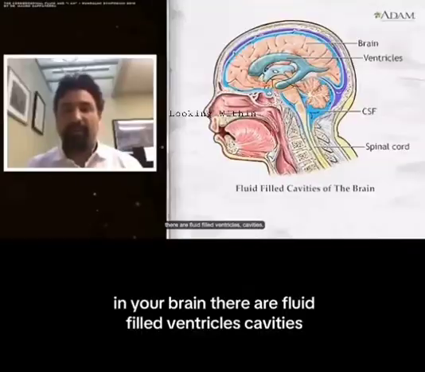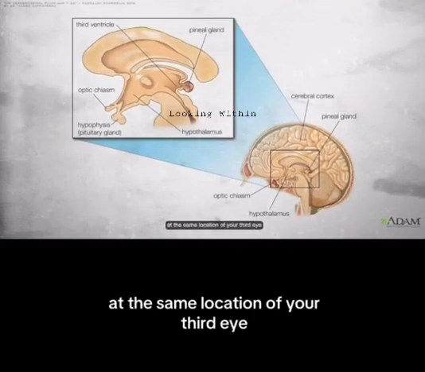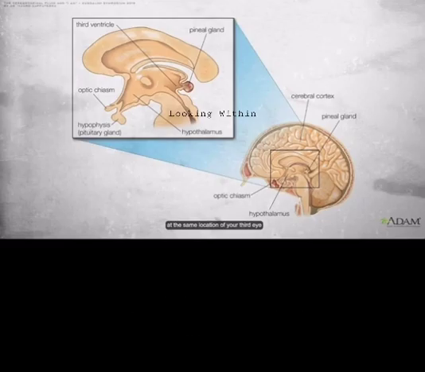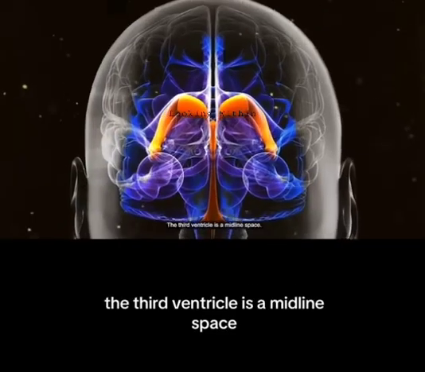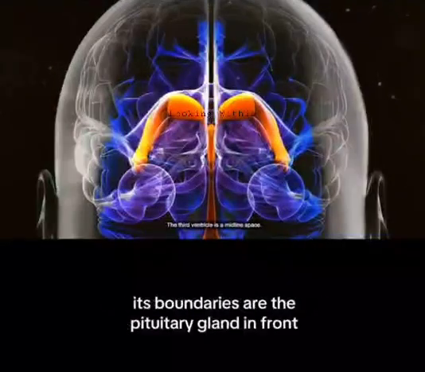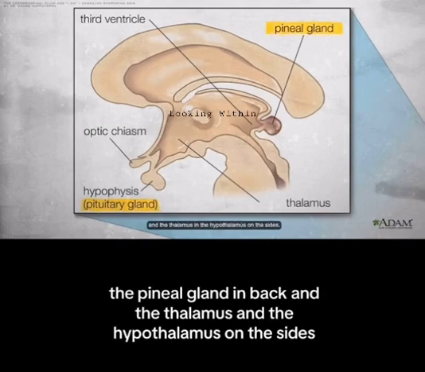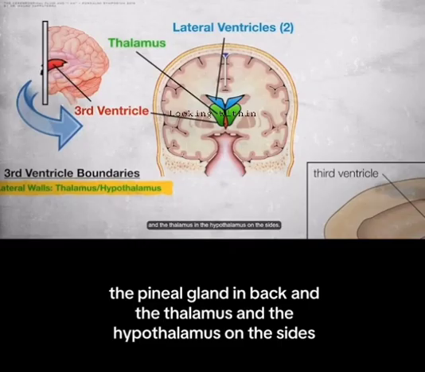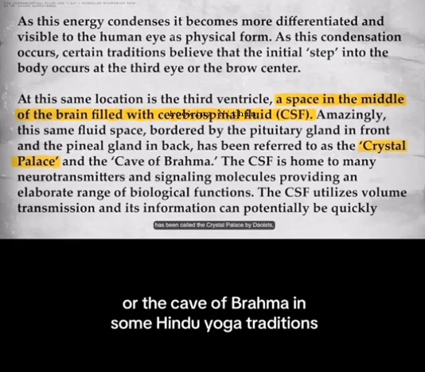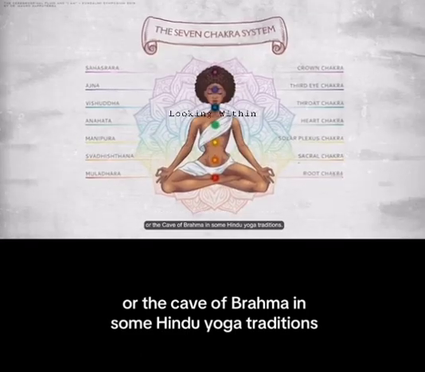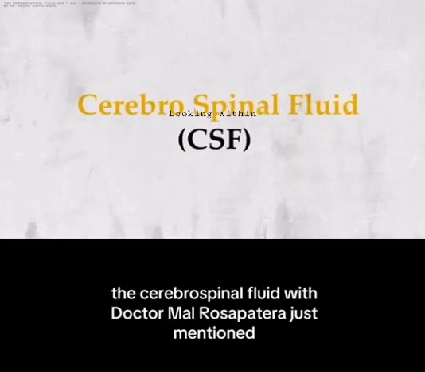In your brain, there are fluid-filled ventricles, cavities. At the center of your brain, at the same location of your third eye, your brow center, there is a cavity called the third ventricle. The third ventricle is a midline space. Its boundaries are the pituitary gland in front, the pineal gland in back, and the thalamus and the hypothalamus on the sides. The space between these structures has been called the crystal palace by Taoists, or the cave of Brahma in some Hindu yogic traditions. This space is filled with fluid, the cerebrospinal fluid.